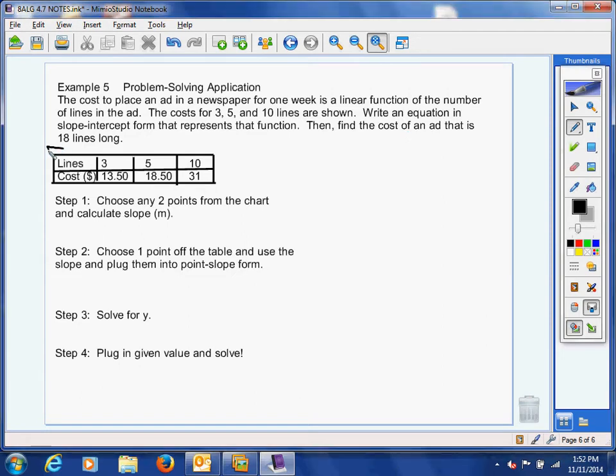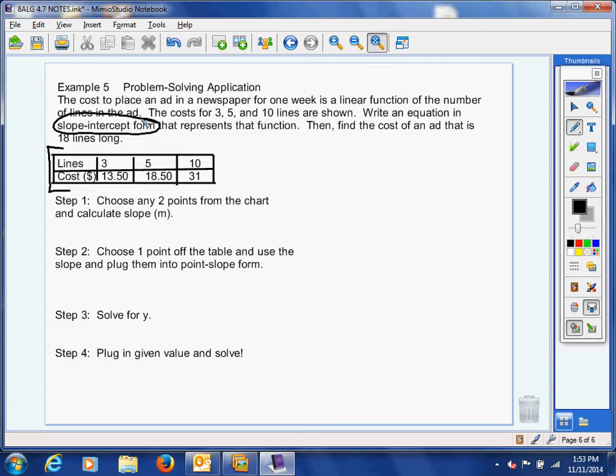So here's the table that shows the cost of 3 lines, the cost of 5 lines, the cost of 10 lines. We're going to write an equation in slope-intercept form. Circle that, will ya? That's our end destination. That's where we want to end up. We want to use slope-intercept form to represent this function. And then, once we're done with all that, we're going to find the cost of an ad that's not on our chart. We're going to figure out how much is 18 lines total.